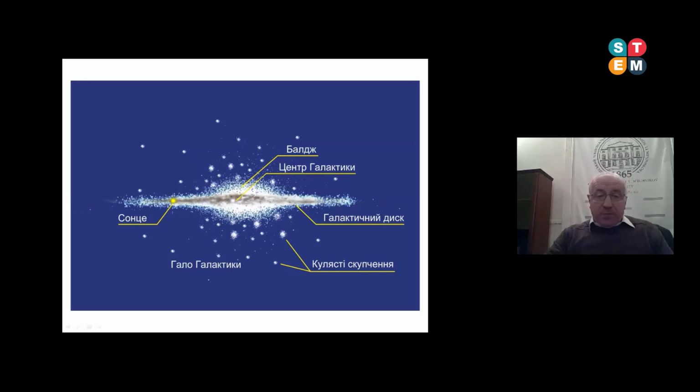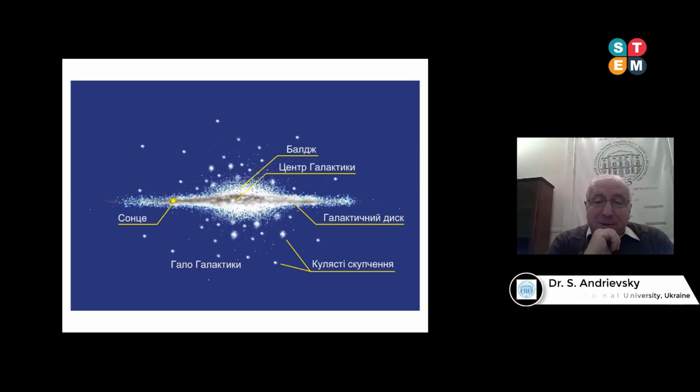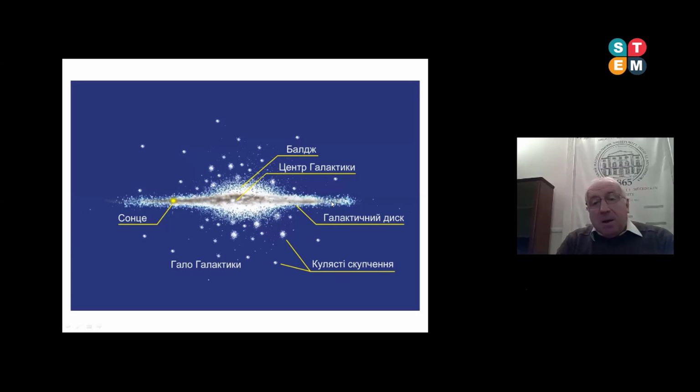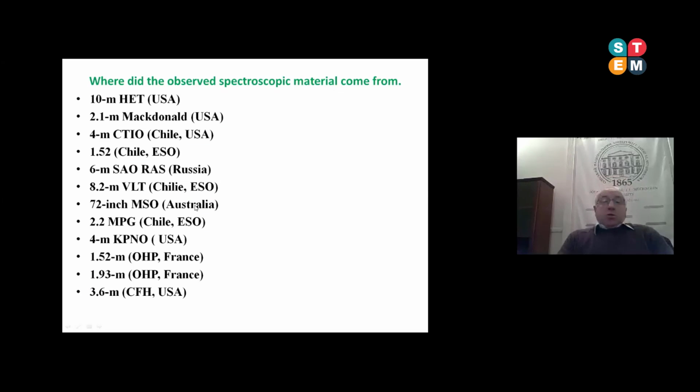So this is a view of our galaxy edge on. Don't be scared, this is written in Ukrainian. So our Cepheids are distributed in the plane of our galaxy, more precisely in the thin galactic disk. So where did we collect our material? During 20 years, we selected spectra from telescopes of intermediate size and larger, VLT, for example, the Hobby-Eberly telescope. This list, you can see it here.